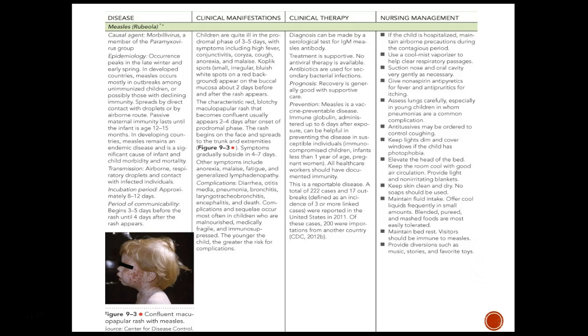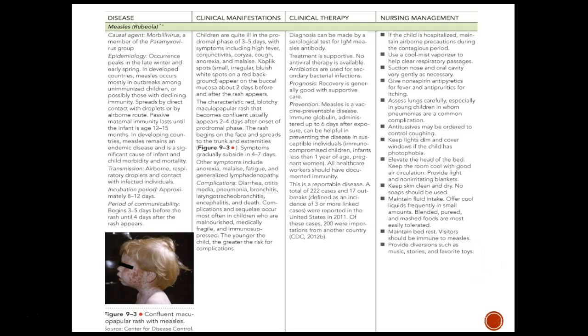But we are going to talk about measles, or rubeola, which is the other name for that. This occurs in outbreaks in unimmunized children. It spreads through direct contact with droplets or through the airborne route. Maternal immunity for this disease typically lasts until the child is somewhere between 12 and 15 months of age. It's transmitted again through the airborne route or through respiratory droplets, and can also be transmitted through contact with infected people.